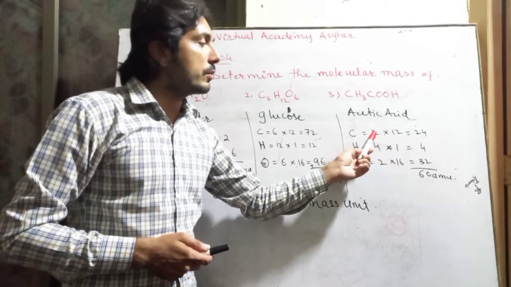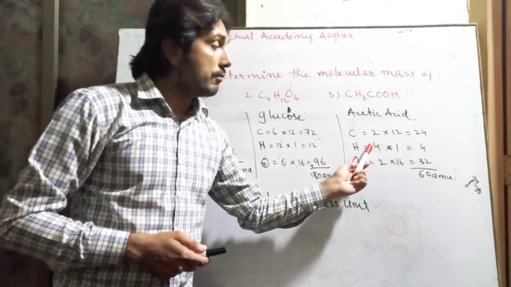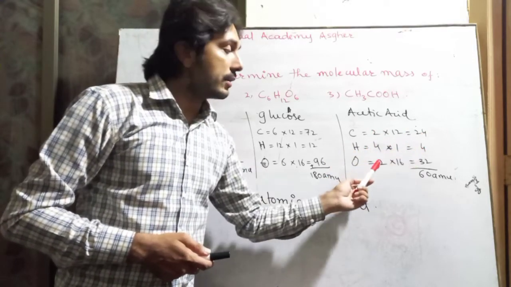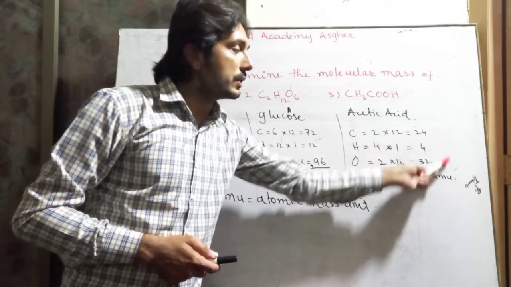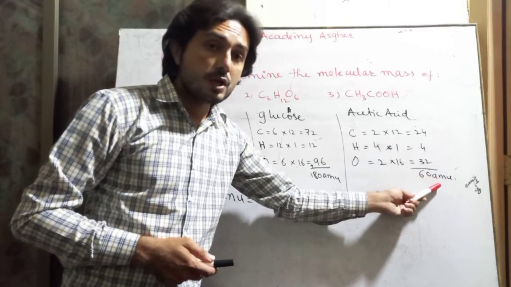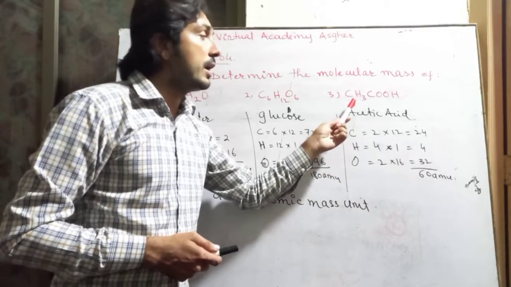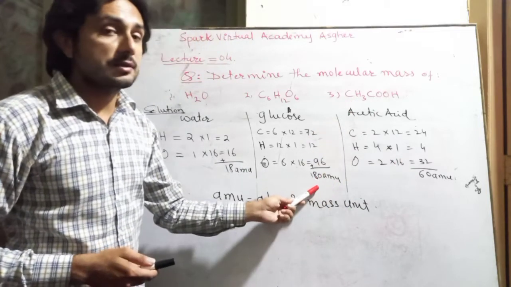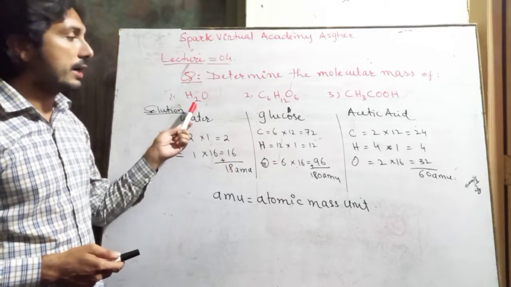When we multiply, we get the results. 2 into 12 becomes 24. 4 into 1 becomes 4, and 2 into 16 becomes 32. When we add these results, the answer becomes 60, and we put the unit AMU. So 60 is the molecular mass of acetic acid, 180 is the molecular mass of glucose, and 18 is the molecular mass of water.